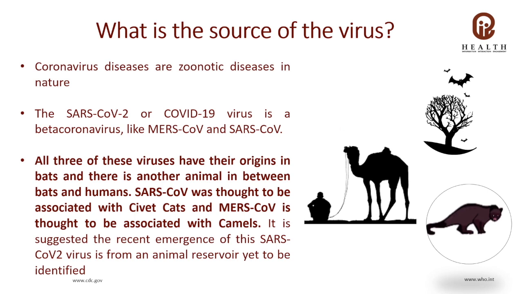The nature of the disease is zoonotic, which means it is transmitted from an infected animal. Let me give you a very basic example of a zoonotic disease: rabies. Rabies is also coming from infected dogs.